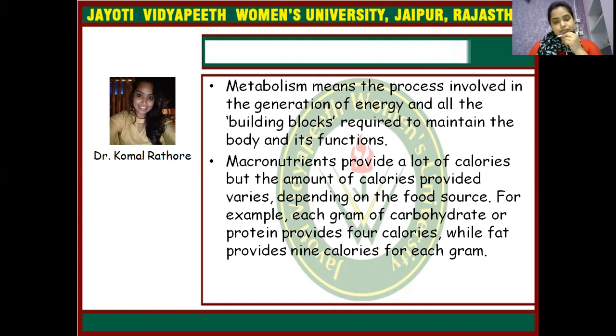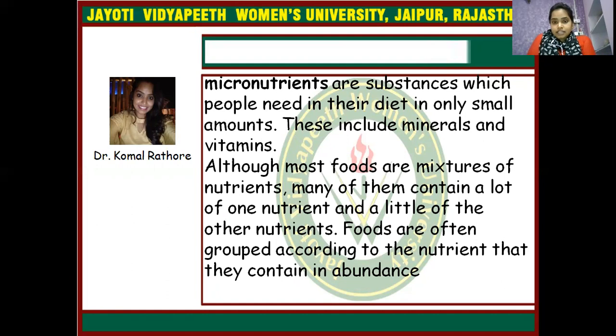Macronutrients provide a lot of calories, but the amount of calories provided varies depending on food sources. For example, each gram of carbohydrate or protein provides 4 calories, while fat provides 9 calories for each gram. It is very important. So micronutrients are substances which people need in their diet in only small amounts. These include minerals and vitamins.